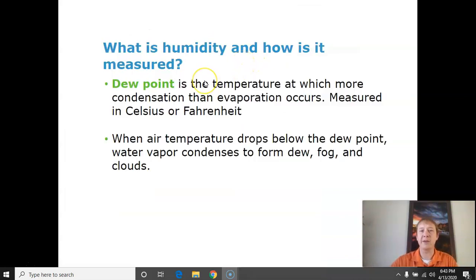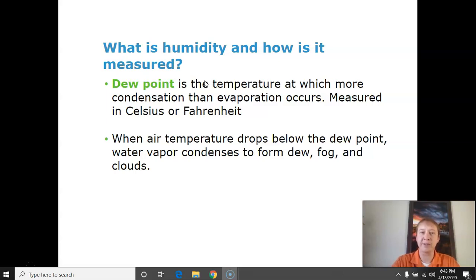The other thing that we have is what we call the dew point. The dew point is normally the temperature at which there's more condensation than evaporation. Water creates dew or drops, and that's when it starts sticking to objects. A lot of times in the morning, especially during the summer or spring, when it gets cooler at night, the amount of moisture the air can hold decreases.